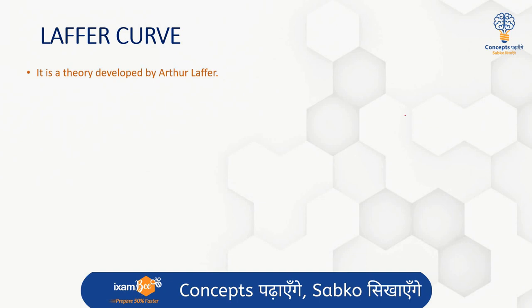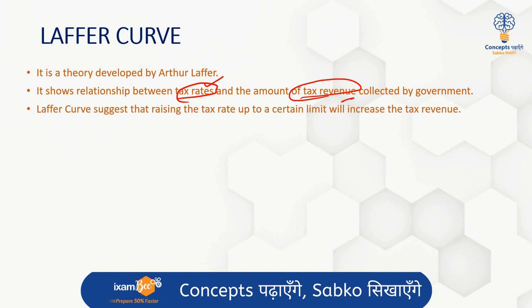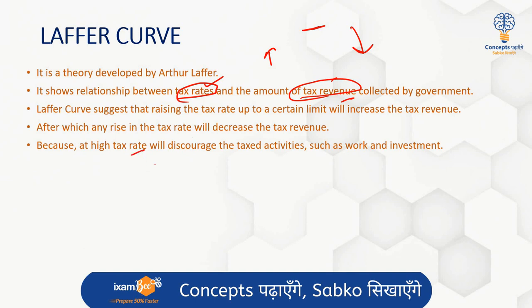So, Laffer curve. The Laffer curve is an inverted U-shaped graph which was developed by the economist Arthur Laffer, and it shows a relationship between the tax rates which the government is imposing and the amount of tax revenue that is collected by the government. So it suggests that as the tax rate increases, the tax revenue will increase only up to a certain amount, and after that it will start decreasing. Because with a high tax rate, people are discouraged from taxed activities. Like people would want to work less and invest less because they feel that all of the amount that they earn will go to the government.